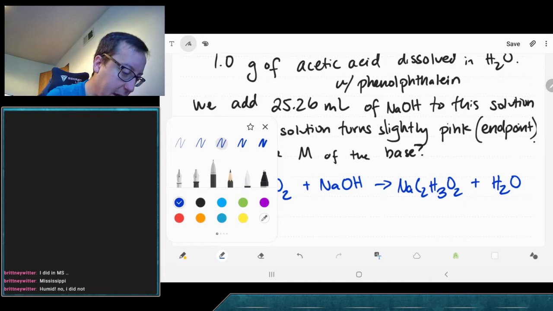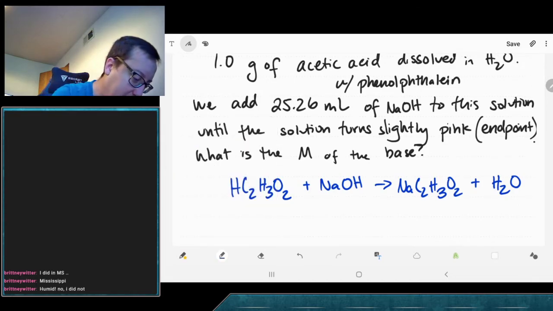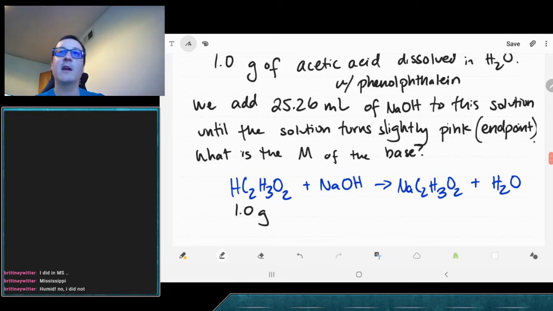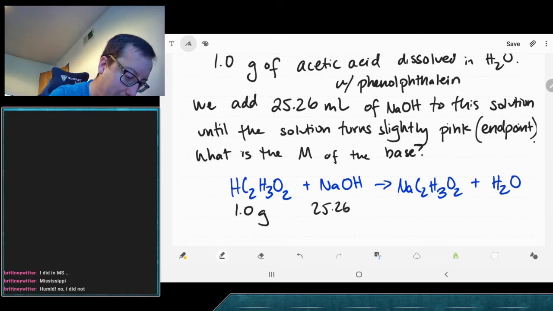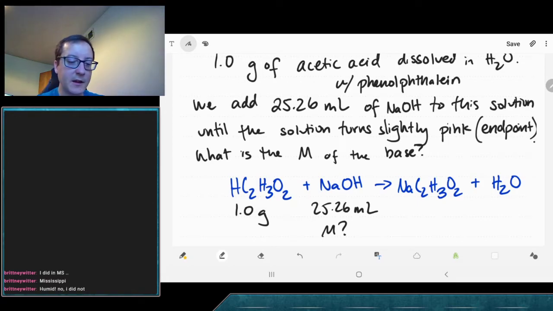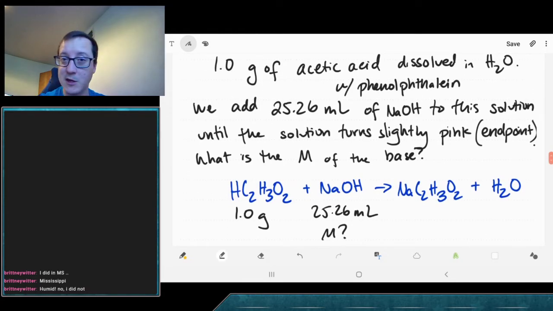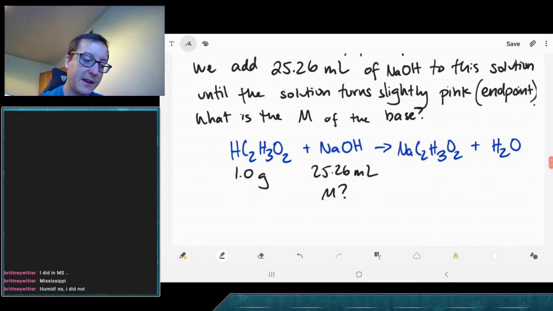So let's just digest this problem. It looks like we have 1 gram of the acetic acid, we have a volume of base, and we're asked to find the molarity. So we don't really need the products at all. We're just looking at the reactants here. That's all the information we have from this question. We saw that it's going to take 25.26 mL to get us to the endpoint, so we're going to figure out what the concentration of that base was.